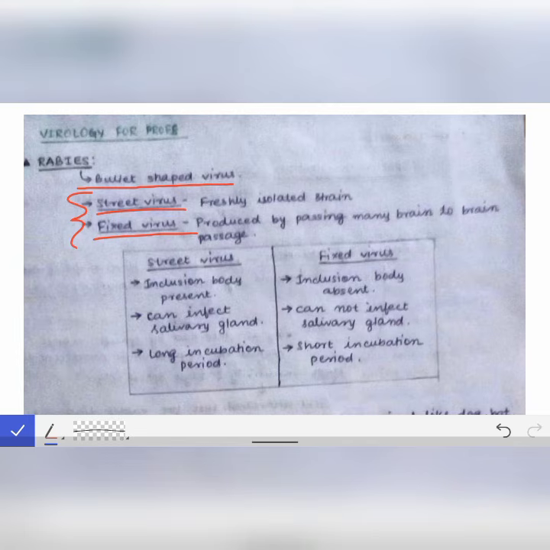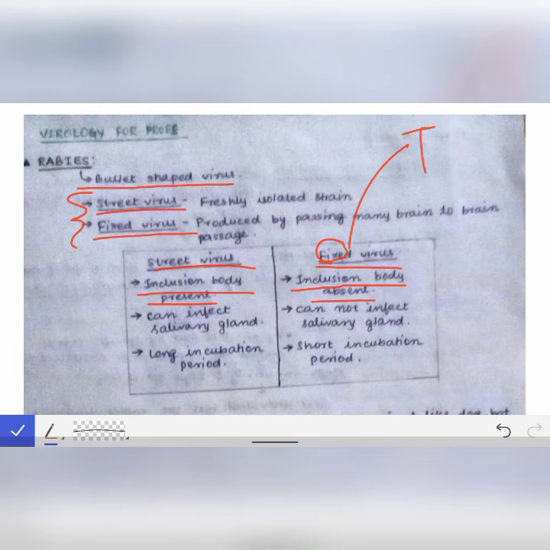Now there are certain very important differences between these street viruses and the fixed viruses. The difference is that in the street virus, inclusion bodies are present, while in the fixed virus strain, inclusion bodies are absent. This can be remembered very easily. See here it is written FIX. I stands for inclusion bodies, and the cross sign means not present. That means in fixed virus strains inclusion bodies are absent. We cannot demonstrate inclusion bodies in the fixed virus strains.